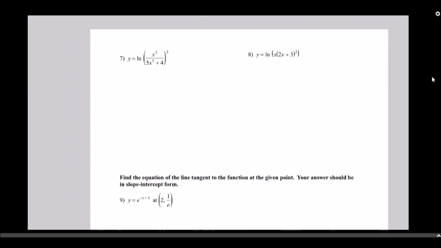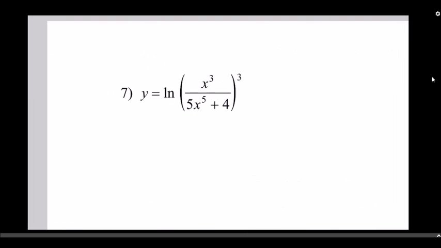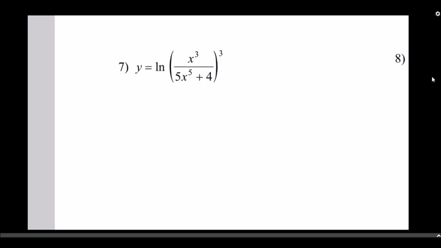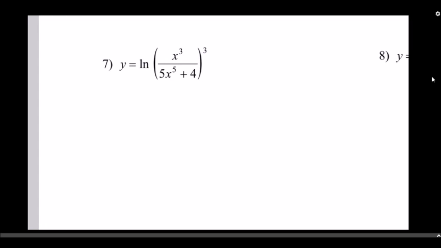All right, page 2, we're taking the derivative of natural log functions on questions 7 and 8. Before taking the derivative, however, you're going to want to simplify these natural logs into easier forms to work with. So for this one, I'd recommend we separate this logarithm into several logarithms. What I'm going to do first, though, is take this exponent and apply it into the fraction.